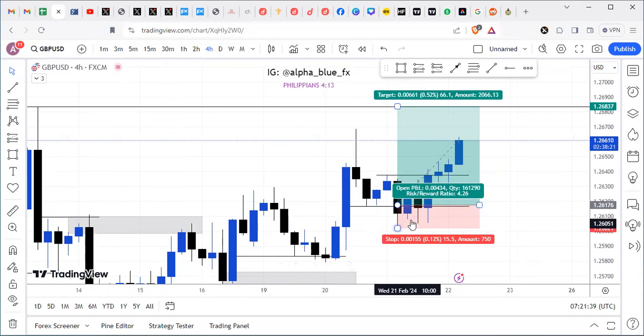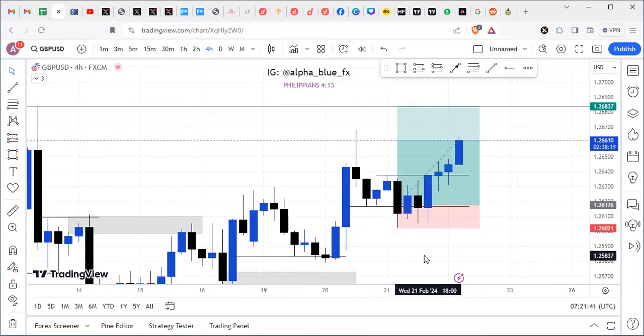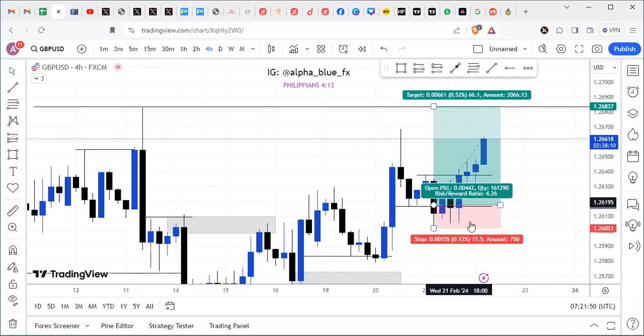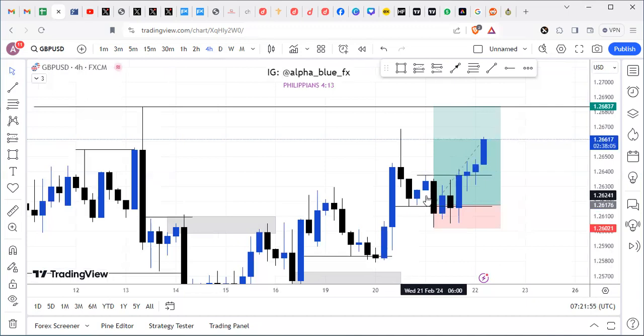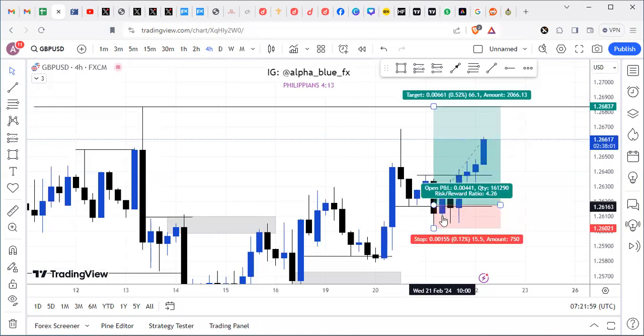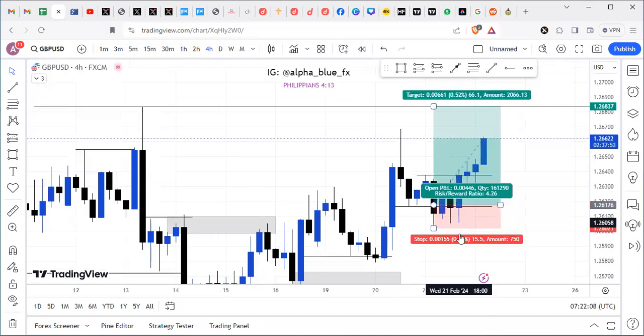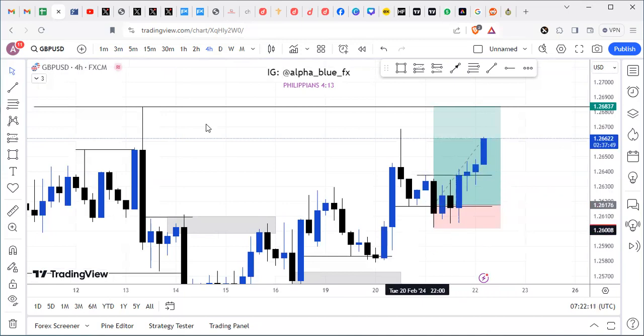Price came, took it out, and then we got a 4 hour bullish candle. Even though this 4 hour bullish candle didn't engulf the previous 4 hour candle, I still took it to be what I wanted, because the previous 4 hour candle was very, very bearish. So it probably would have been crazy for us to see that bullish engulfing. But I took this next candle as my bullish engulfing, even though it wasn't. And then I look for an entry on the 1 hour.